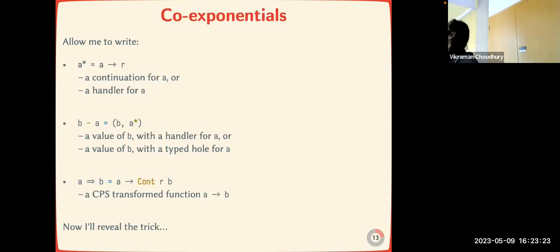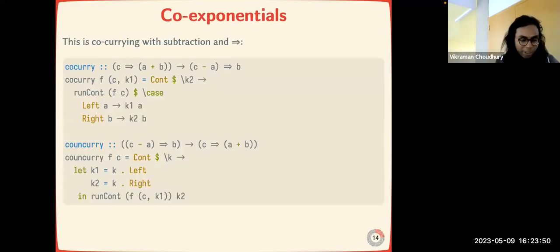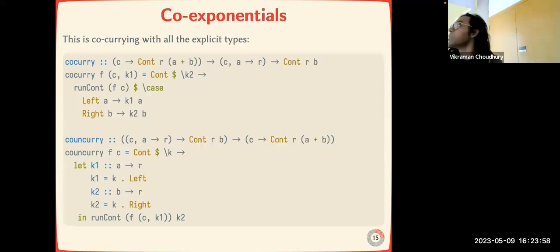You could also think of it as a value of b with a hole which has a type. You can only plug in values of type a into b minus a. Okay, and when I write the double arrow, it means I'm writing an arrow from a to cont r of b. So it's a CPS function in the Plotkin style. Okay, so these are the abbreviations I used, and if you allow me to use those abstractions, then this is how you define co-curry and co-uncurry. I wrote it down with the explicit types here.